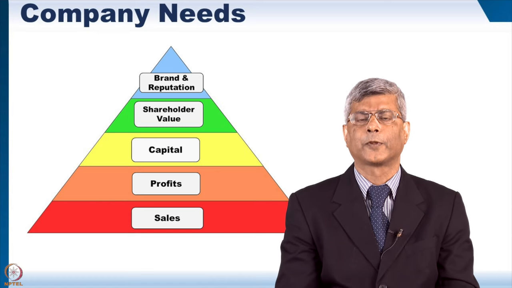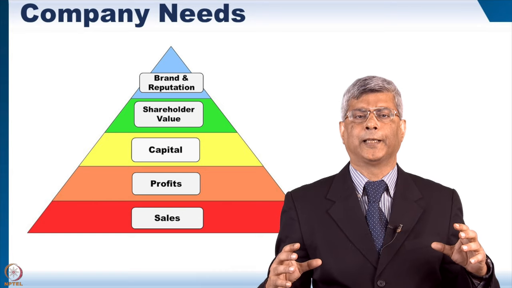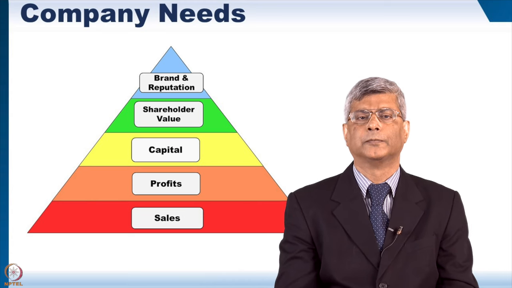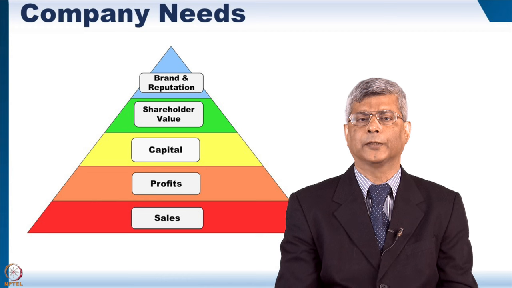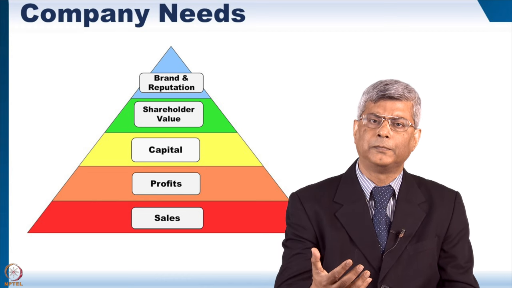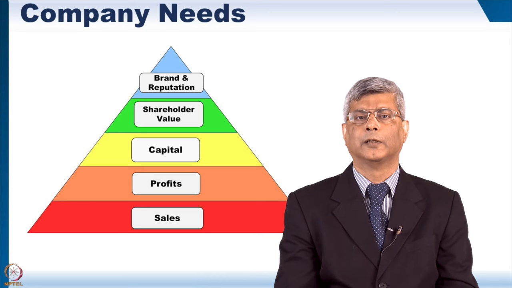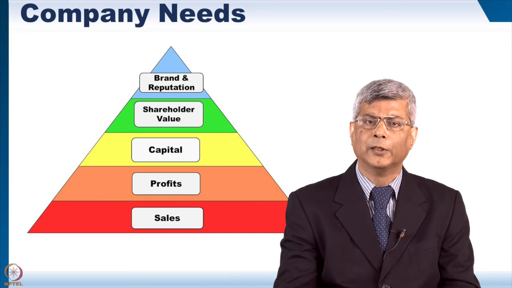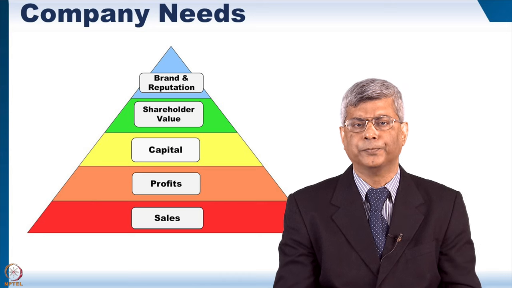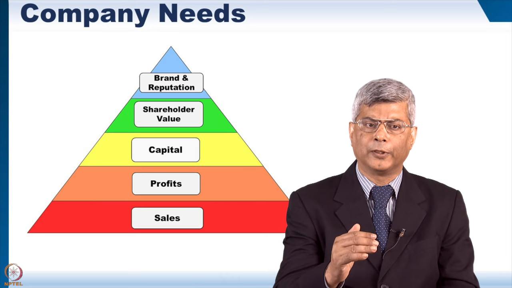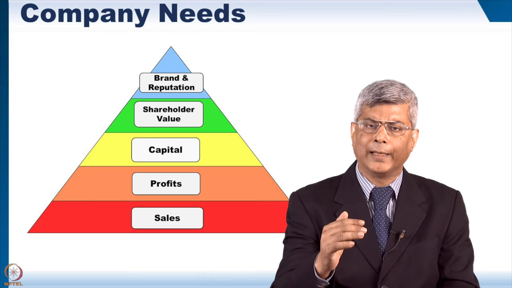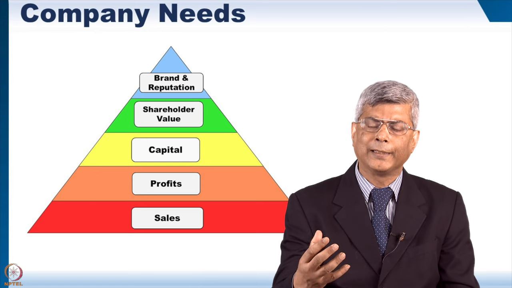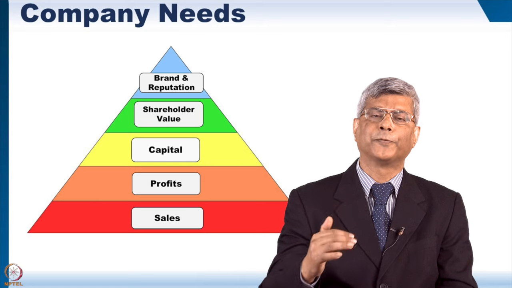So if you look at the picture on the screen, the basic need is every company needs sales. Because if they don't have sales or revenues, the company dies. Similarly, they need profits. Without profits, companies will die sooner or later. They need capital, which is cash, to run the business. And they have to basically grow their sales, grow their profits, reduce their capital so that they can grow their share price, the shareholder value. And above all, they have to have a brand and a reputation as a corporate entity. Because if the company gets a bad name or the brand gets a bad name, sooner or later the sales, profits, everything will go away.